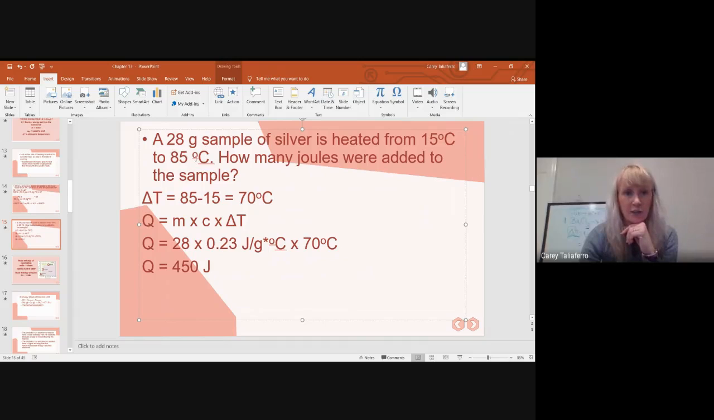But I would have to calculate delta T, because I know that I'm heating it from 15 degrees to 85 degrees Celsius. So my delta T is 85 minus 15, which gives me 70 degrees Celsius. And that's just straightforward: 28 times 0.23, which I looked up, times 70, which I got by subtracting 85 minus 15. And that gives me about 450 joules.